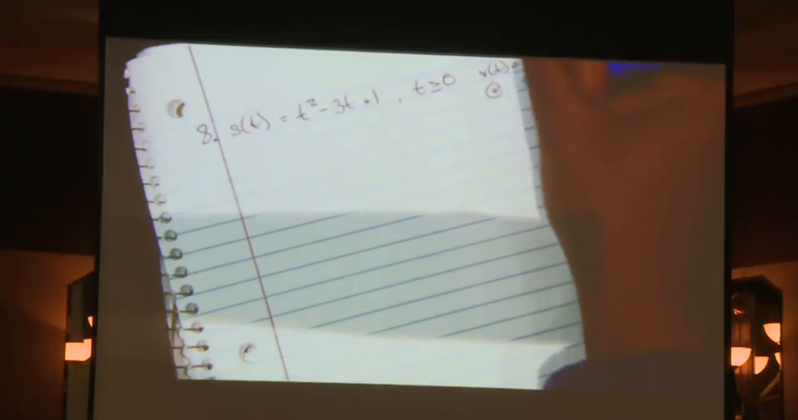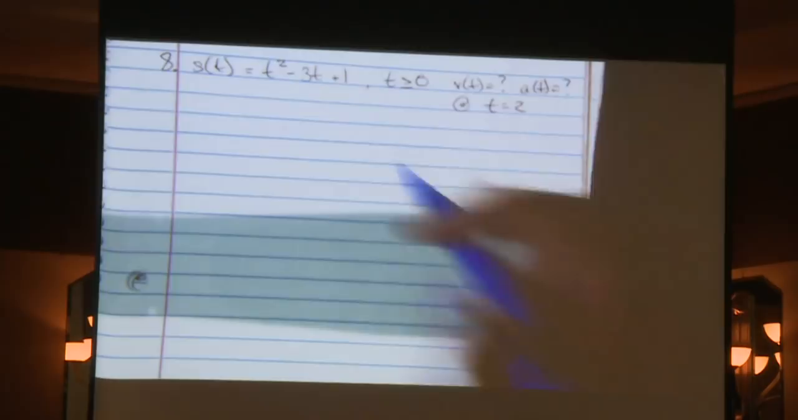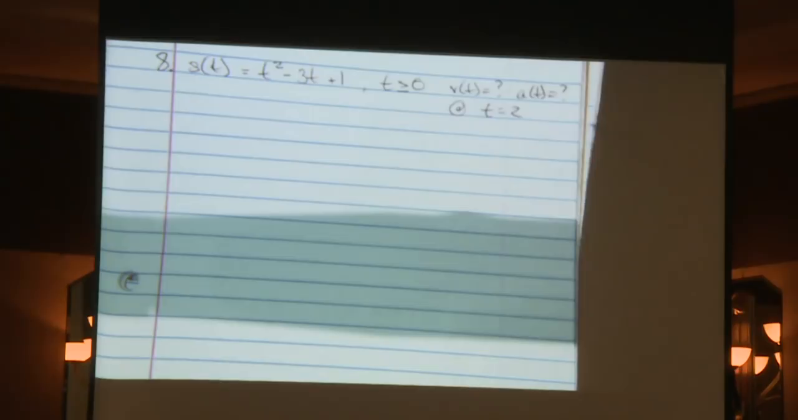At t equals 2. Okay, so basically with this one, you're just taking the first and second derivative. They gave us the position equation. The derivative of position is velocity, and the derivative of velocity is acceleration. That's all you have to remember when it comes to this: what is the derivative of what? And for my engineers, you will have to memorize that. So just always know the derivative of position is velocity, and the derivative of velocity is acceleration.